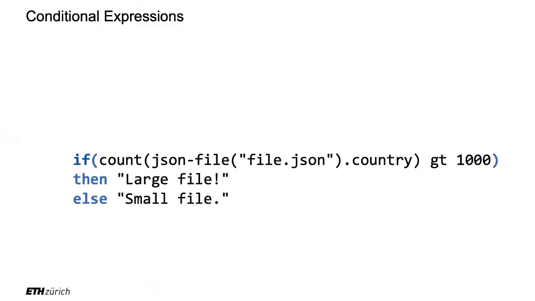Who knows the ternary expression? It's when you have this question mark and this colon. It's like count blah, blah, blah, question mark, large file, colon, small file. That's what it would be equivalent to. But of course, since it's a functional language, we actually get the luxury to use the if then else syntax to do the same thing. And that's much easier to read for whoever is reading the query.